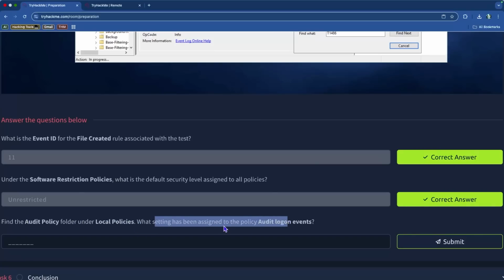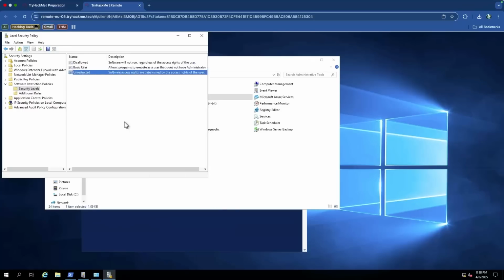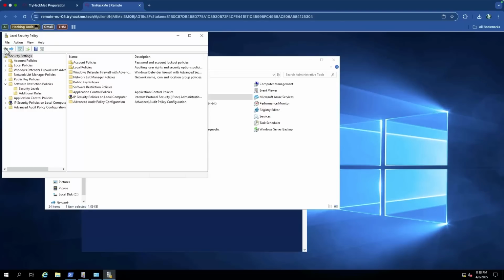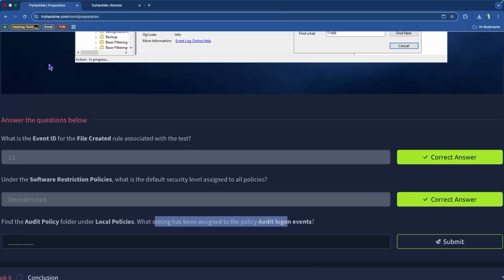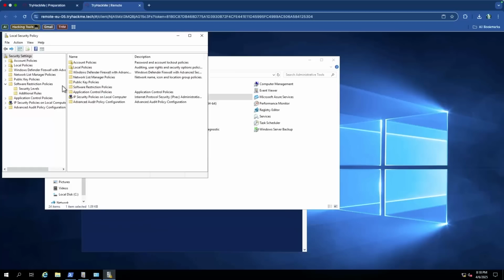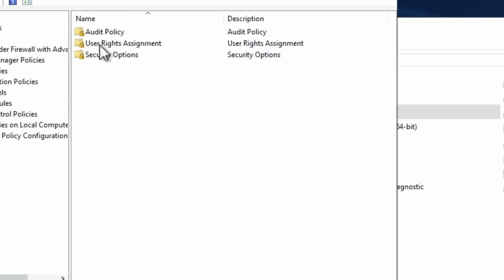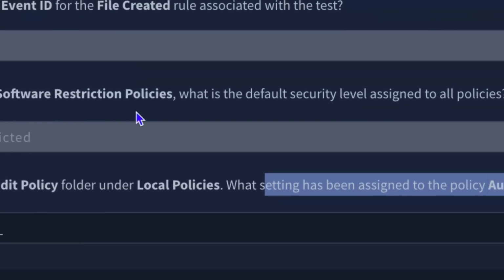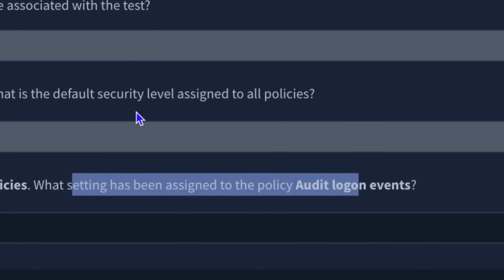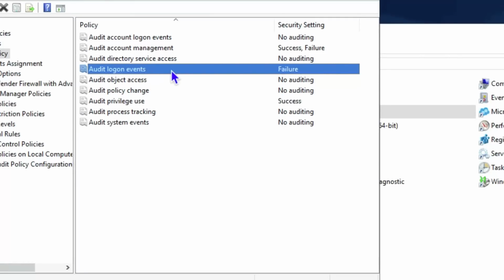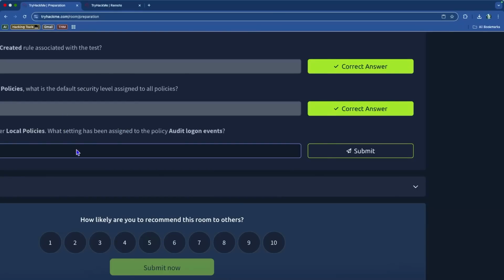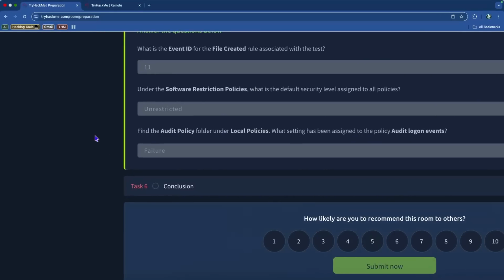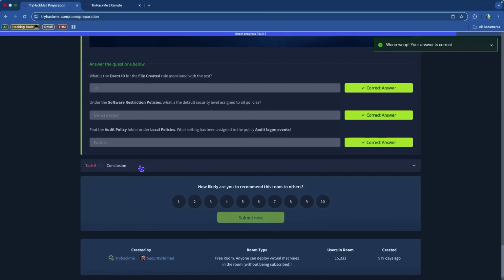Now find the audit policy folder under local policies. What setting has been assigned to the policy audit logon events? So we're going to go back to local policies here. It says under audit policy under local policy, so we're going to go to local policies and audit policy. There it is. What setting has been assigned to audit logon events? It says failure. That is the policy that's been assigned. So failure. Excellent. And we are officially done answering these questions.